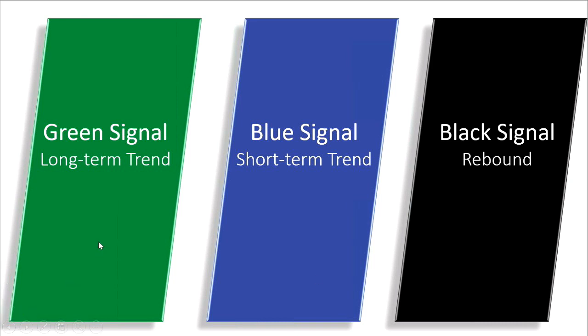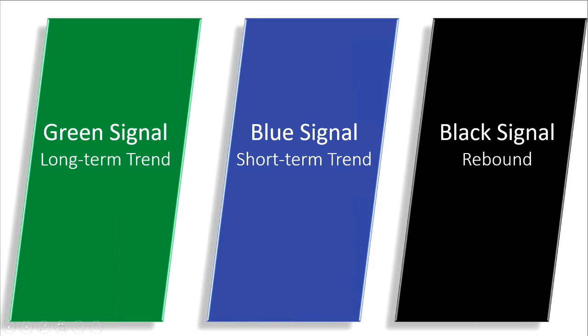We start with the green signal, which is a long-term trend. And then we have the blue signal, which is a short-term trend. And then the black signal, which is going to show you when a stock has reached a high and pulled back and possibly wants to rebound somewhat towards the high again.